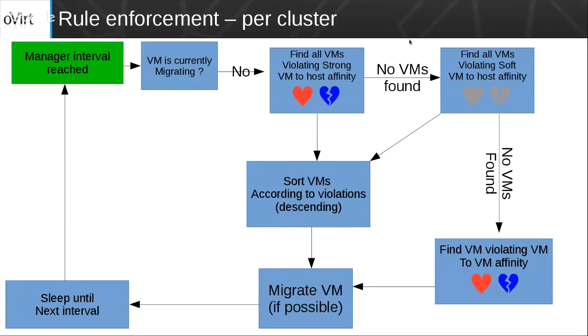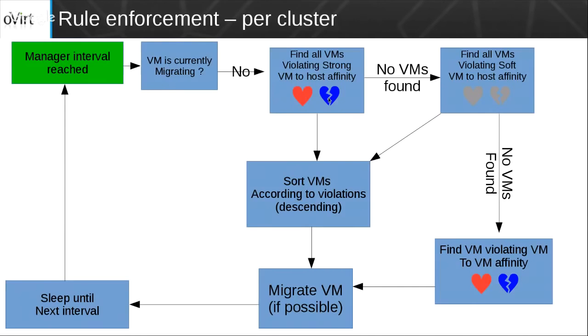In case we didn't find any type of this affinity broken, we move on to find the soft affinity VM to host affinity that are broken or violated for that matter. And if we don't find any of these affinity groups violated, we go on and try to find VM to VM violation affinity groups. Again, VM to VM affinity violations here are only strong affinities, strong negative or strong positive.